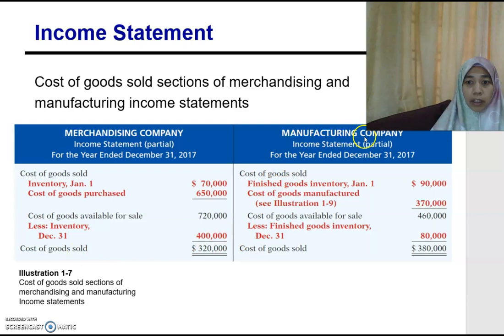If, let's say, you are a manufacturing company, again, you have the finished goods inventory because you manufactured your product. So you will have the finished goods inventory at the beginning, the opening inventory, on the 1st of January. So you have the cost of goods manufactured, and then that will be the cost of goods available for sale. Okay, and then less your ending inventory, you will arrive at your cost of goods sold.